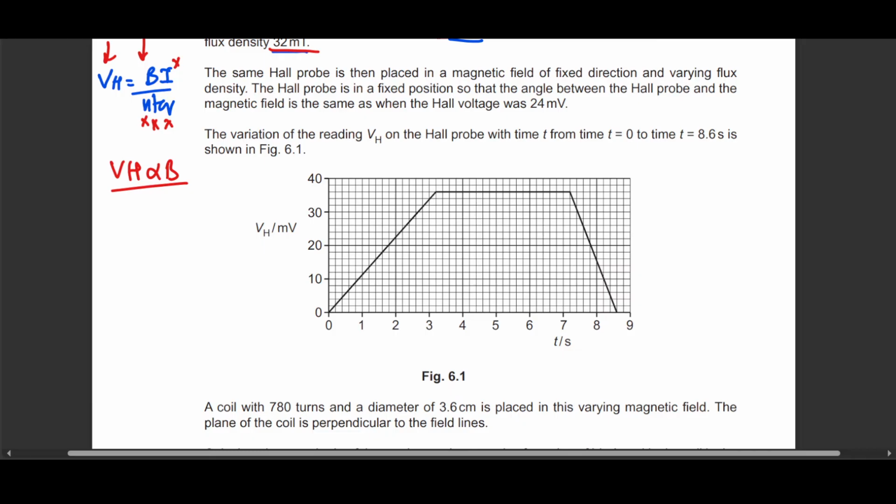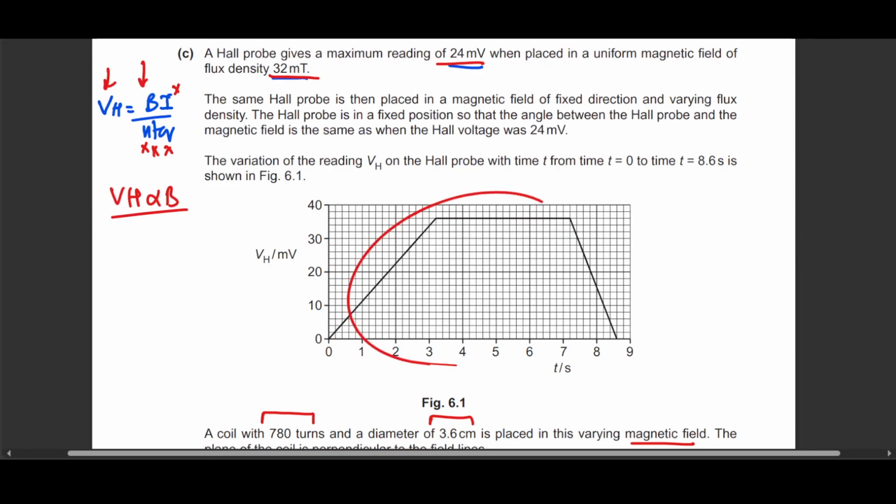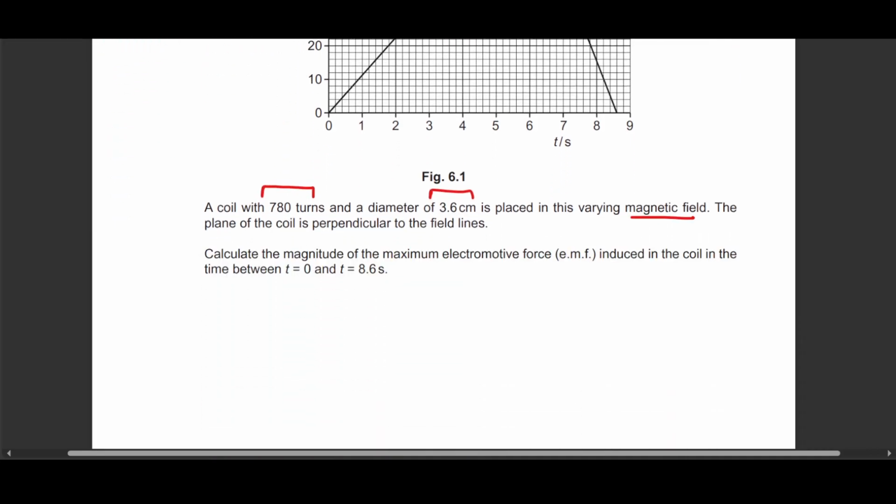Okay, fine. He says this is the graph of the new case, because today he has placed a coil with a diameter of this much in a varying magnetic field. Which is that varying magnetic field? This is that varying magnetic field. So if he places that over here, what will be the Hall voltage now, or what will be the electromotive force induced? Now, please notice he's asking us about the maximum EMF.